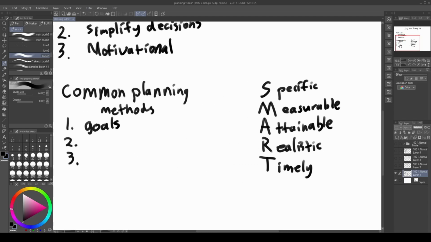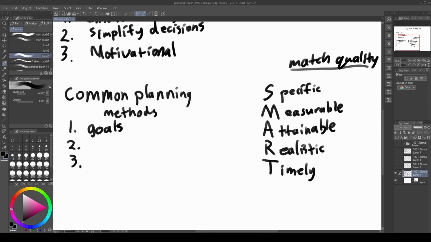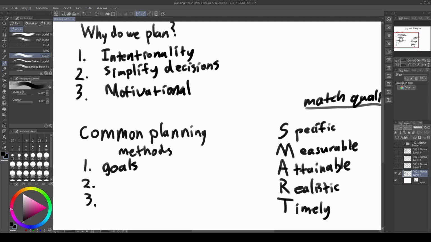These 5 criteria are not the only criteria you should use. I think there's value in finding goals with a good match quality with you. Something that you can do that doesn't stress you out, that you can enjoy, would be ideal, right? So the issue with this is that just writing down goals, while it does preserve intentionality, is not a substitute for long-term planning. It does not simplify any decisions that you have to make in the future.